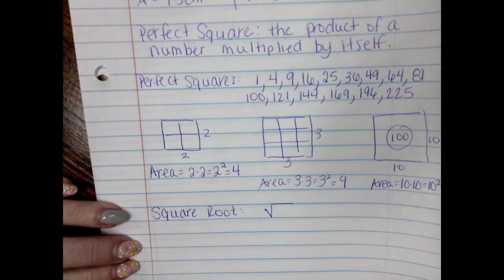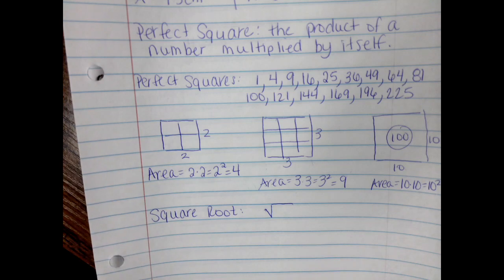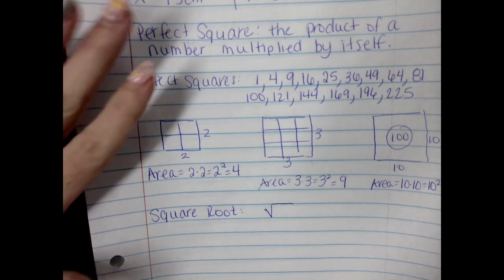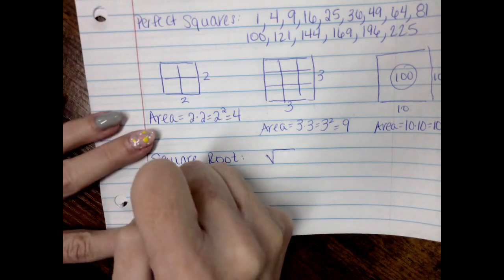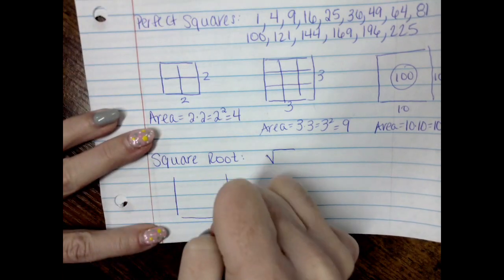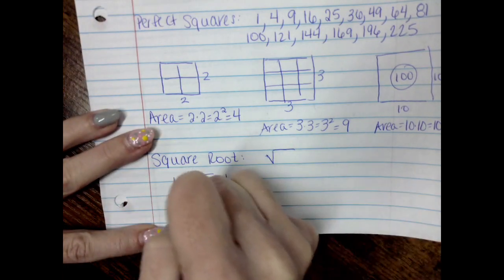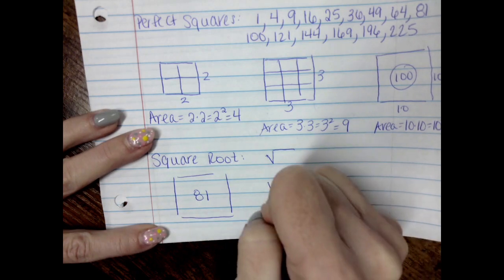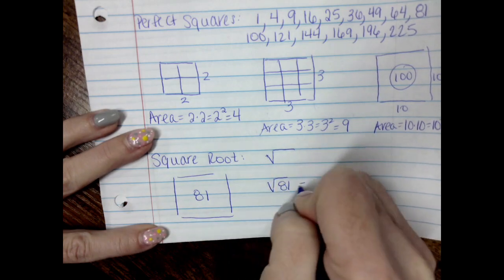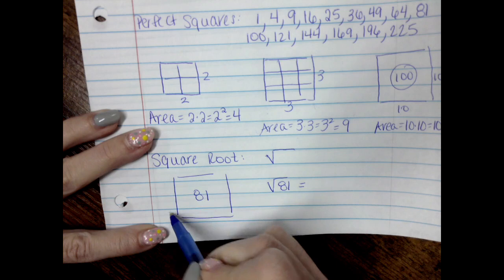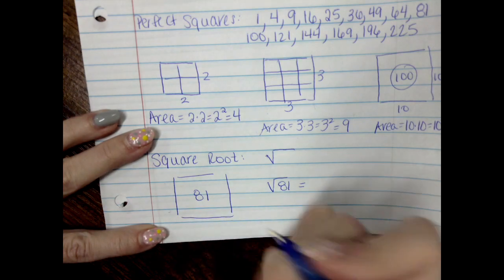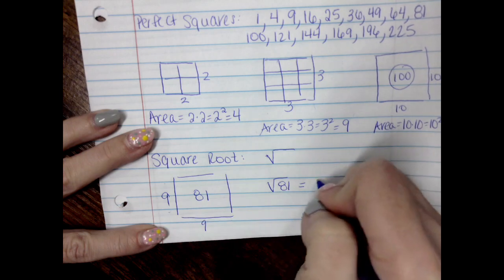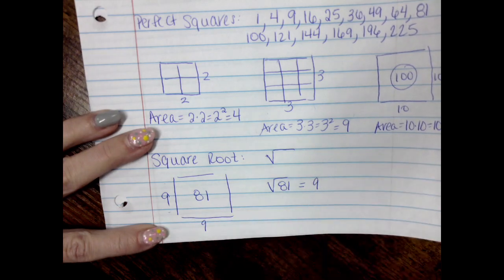When you're finding your square root, it's like you're undoing the perfect square. You're finding basically the side lengths of that square. So for example, if I have this square that has an area of 81, the square root of 81 equals what number times itself gives me 81? Yeah, 9. So the square root of 81 is 9.